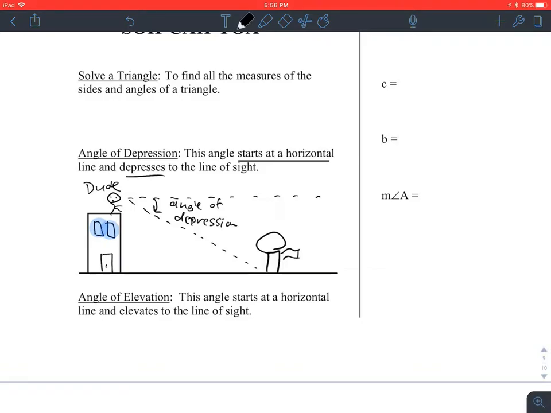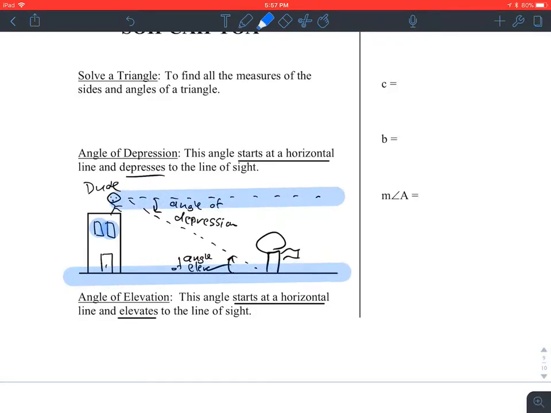If it says an angle of elevation, that starts at a horizontal and elevates. Notice both start at a horizontal, one depresses, one elevates. If it says that the angle of elevation from the flagpole to the dude is 20 degrees, that would go here. That's the angle of elevation. Depress means go down from the horizontal, elevate means to go up from the horizontal.